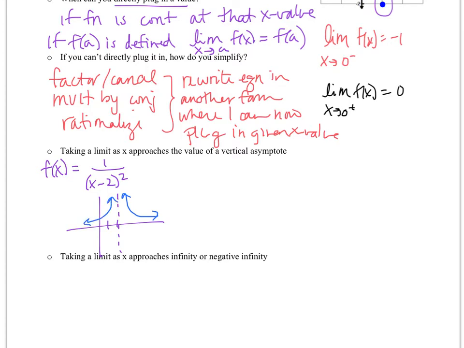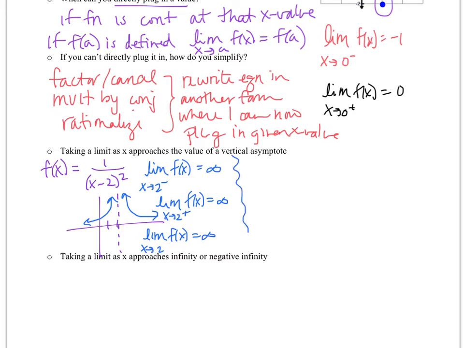So as I am approaching my asymptote from the left or from the right, I am approaching infinity. So I could say the limit as x approaches 2 from the left of my function is equal to infinity. The limit as x approaches 2 from the right of my function is equal to infinity. And since those are the same, then the limit as x approaches 2 overall of my function is also equal to infinity.